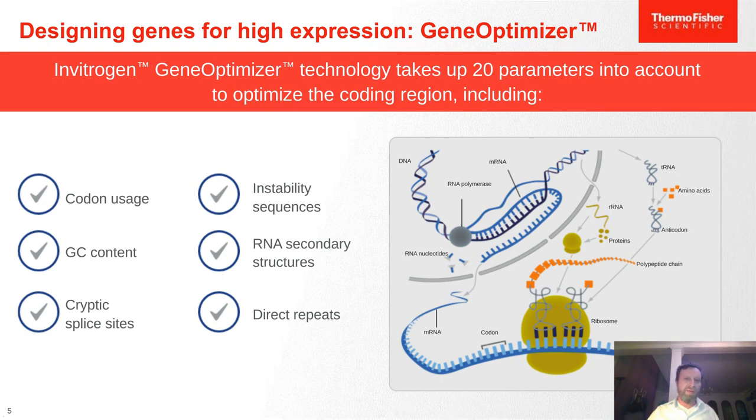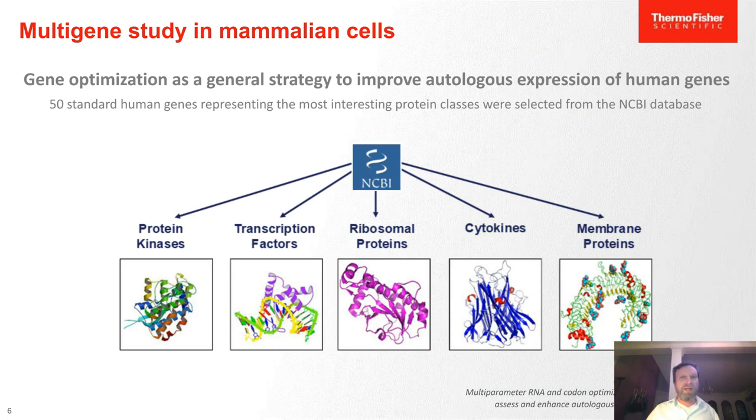And that algorithm is actually not trivial, because it tries to find the best possible solution given all the possible codon combinations, which is of course an astronomically high number. So does that actually work? Here's some data from a paper we published about 10 years ago, in which we took 50 standard human genes and optimized them for human expression.